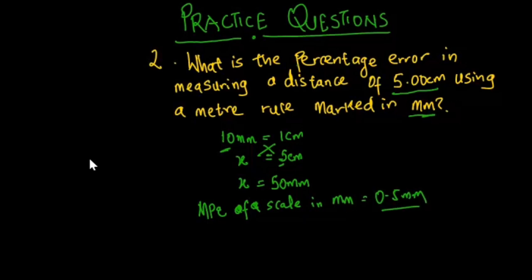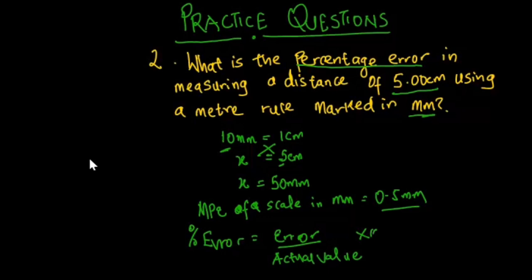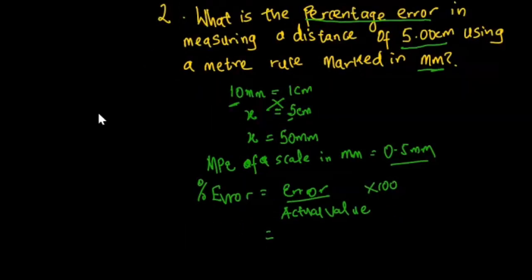So this is the possible error. Now how do we calculate percentage error? From mathematics, percentage error is simply error over the actual value times 100. So in this case, our percentage error is going to be the error, which is 0.5, over the actual value in millimeter, which is 50 mm, times 100. So when we divide, this is going to be 1%. So the possible error from this calculation is 1%.